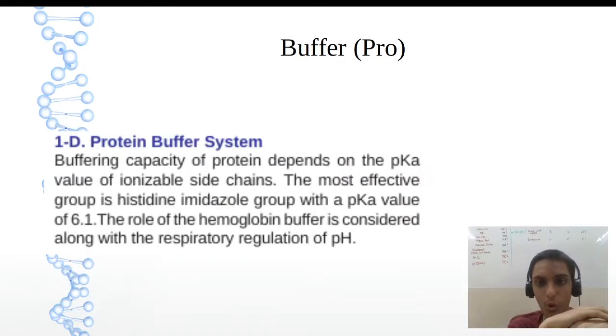Lastly, we have the protein buffer. What is the structural unit of protein? Amino acid. And what is the main amino acid in hemoglobin? That is histidine. So this protein buffer will depend on the pKa of the imidazole of the histidine. Okay, that's the point.